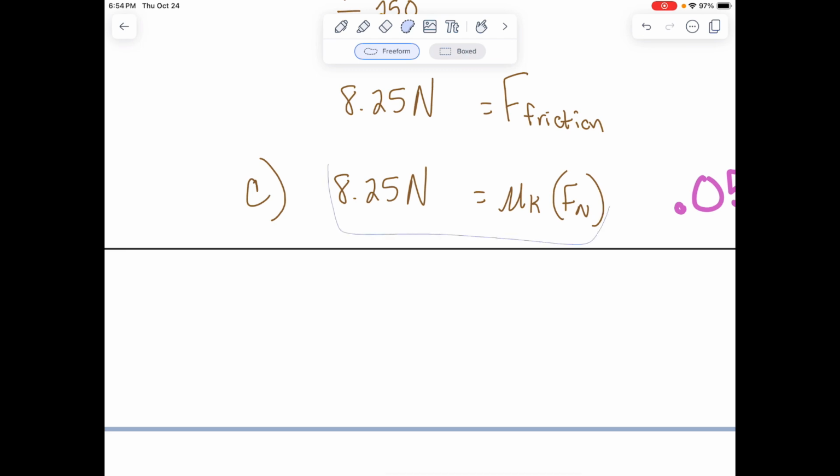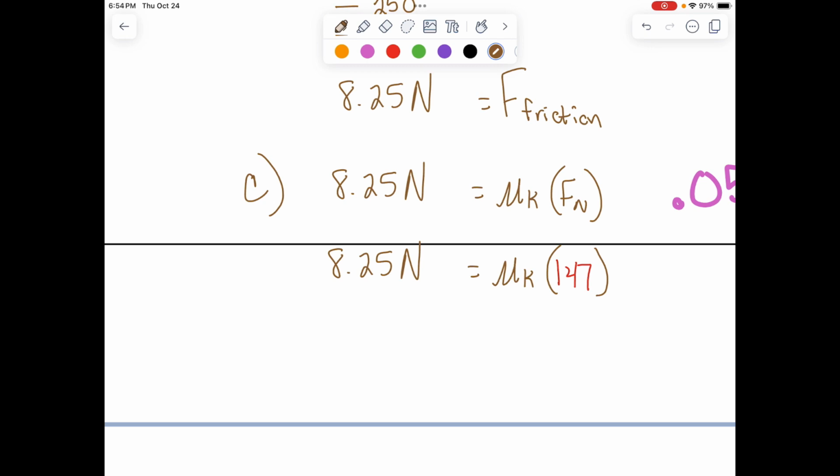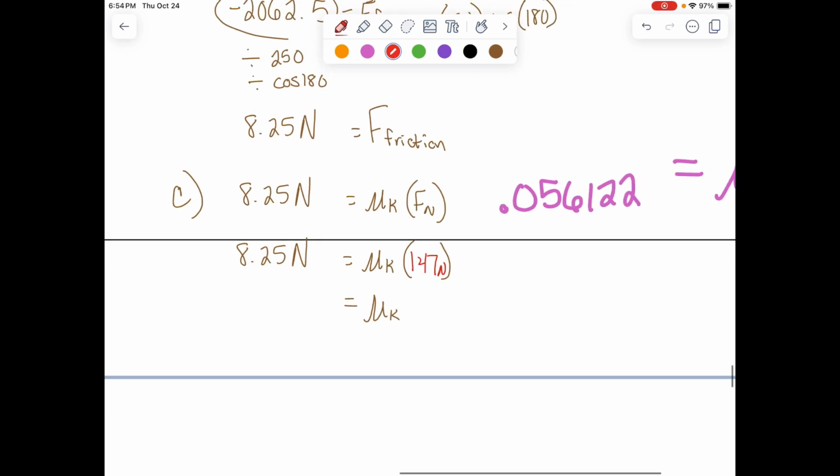Okay, so now I'm going to go right back up here and do a quick duplicate. Guess what I'm going to replace Fn with? 147. And guess how you can solve for the coefficient of kinetic friction? Divide. Divide 8.25 by 147. This is a Newton over a Newton, so the units cancel out. You got it. That's all there is to it. Easy peasy, huh?